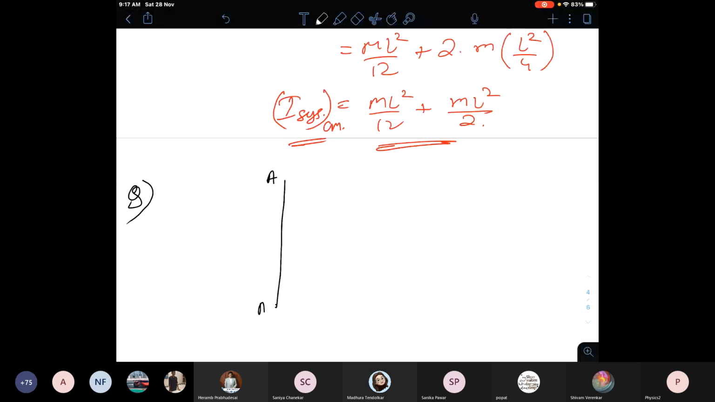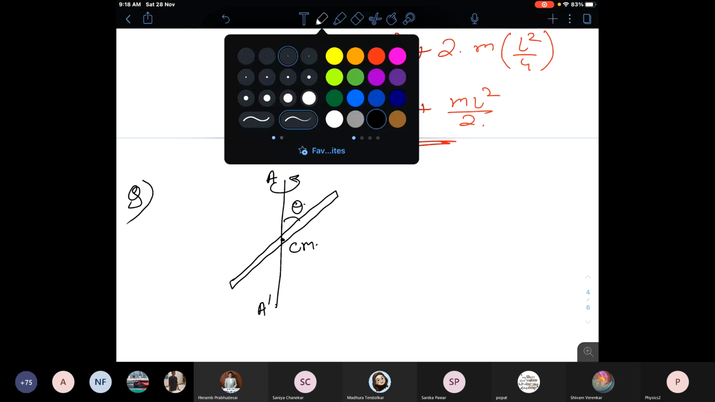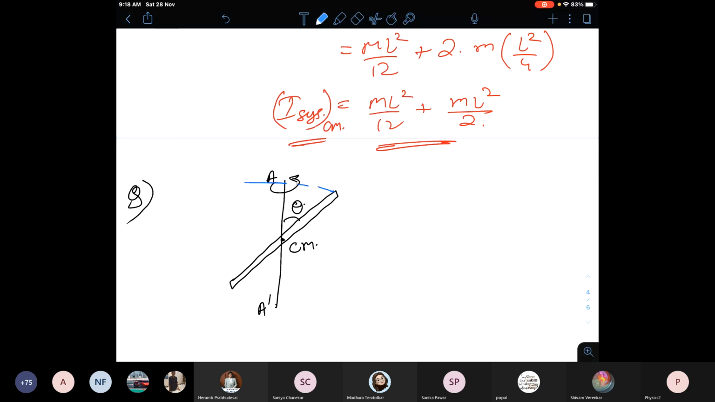This is the axis of rotation. This is the center of mass, but now the rod is at an angle of theta with the axis. It is rotating like this, so you can imagine the rod will be rotating at an angle. It will be trying to make a cone. Let's change the color. It will be rotating something like this, and a cone will be made over there.